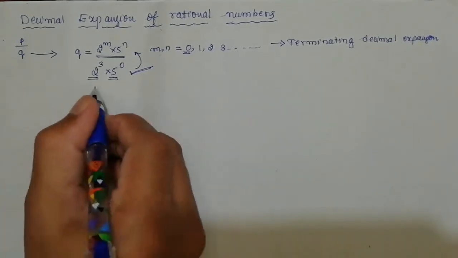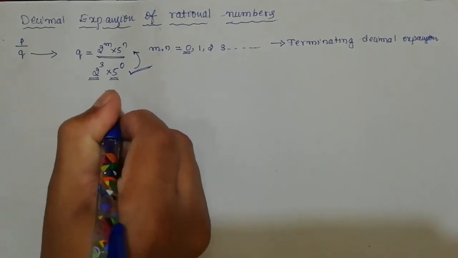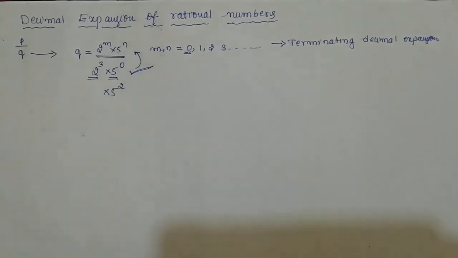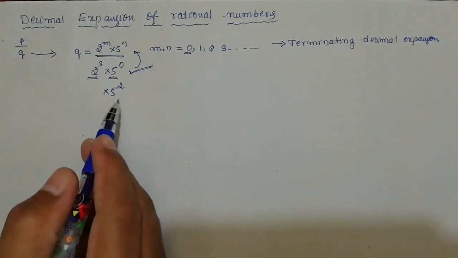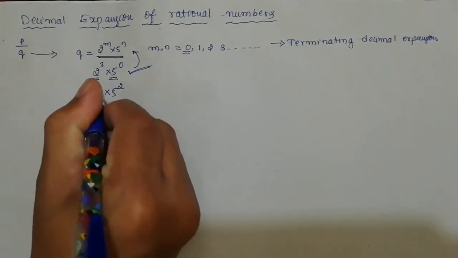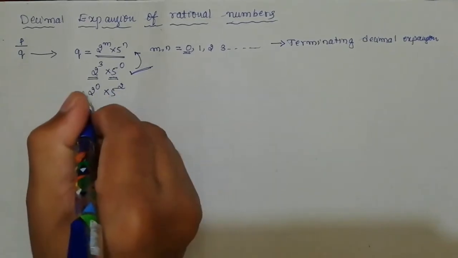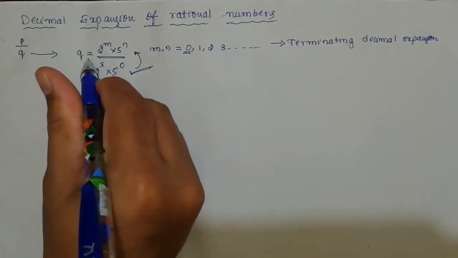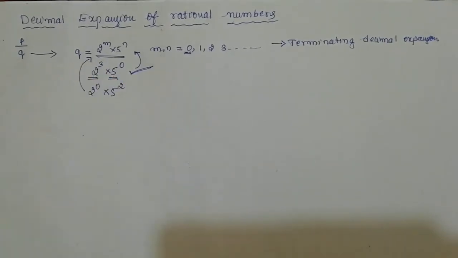But sometimes you will get like this. In the prime factorization of the denominator, you will get just 5 power 2. You can imagine here 2 power 0 is present. Then again this is also in the format of 2 power m into 5 power n, remember.